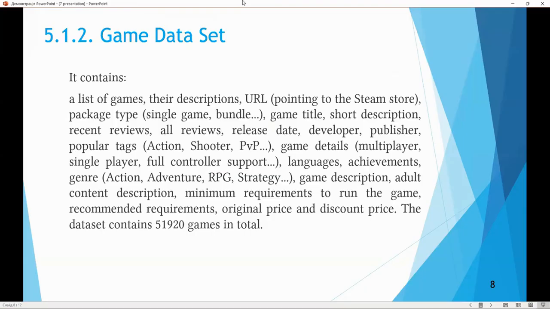The second dataset is the game dataset. It contains a list of games, their descriptions, URL pointing to the Steam store, package type (single game, bundle), game title, short description, recent reviews, all reviews, release date, developer, publisher, and popular tags such as action, shooters, etc. Game details include multiplayer, single player, full controller support, languages, achievements, genre such as action, adventure, RPG, strategy, game description, adult content description, minimum requirements to run the game, recommended requirements, original price and discount price. The dataset contains 51,920 games in total.